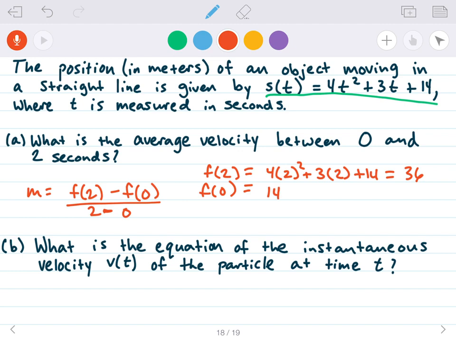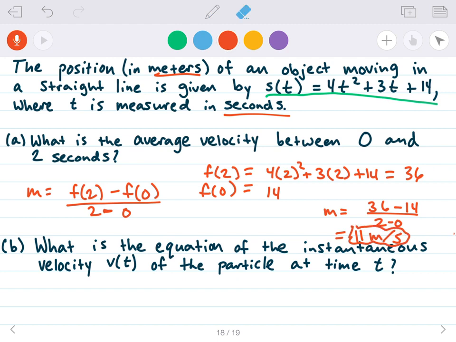Okay, so our slope, our average velocity, is going to be 36 minus 14 over 2 minus 0. So that's going to give us 11. And our units for velocity is distance over time. So the distance is going to be in meters, and our time is given in seconds. So this is 11 meters per second is our average velocity.